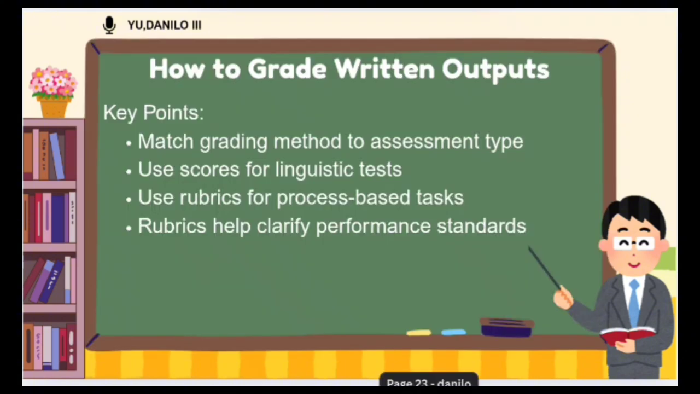So, how to grade written outputs? Grading written outputs depends on what you're assessing. Now, for linguistic competence, scores work. But if you're checking how well students engage in the writing process or complete a writing task, rubrics are the way to go. Rubrics offer clear performance indicators and promote transparency.